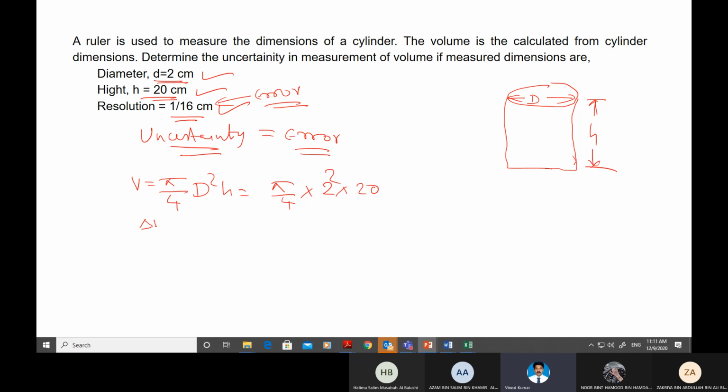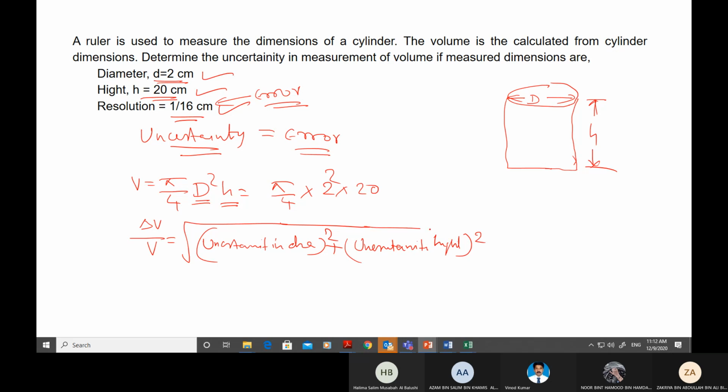So uncertainty is delta V over V. It is equal to the square root of the uncertainty in, you calculate what are the factors affecting volume: diameter and height. So uncertainty in diameter square and then uncertainty in height square. So uncertainty in diameter square and uncertainty in height square.